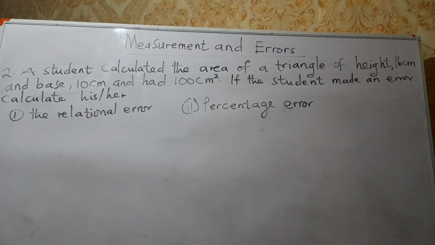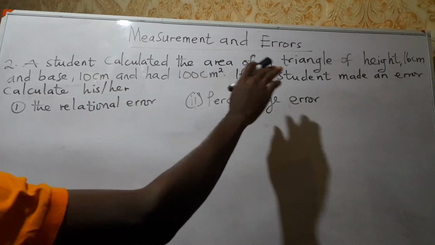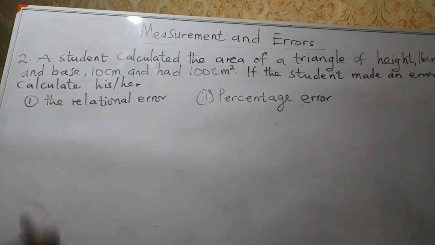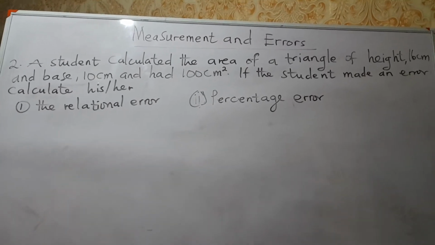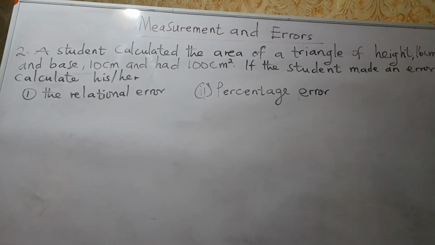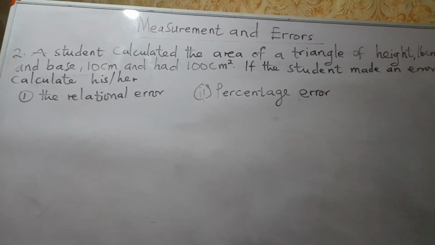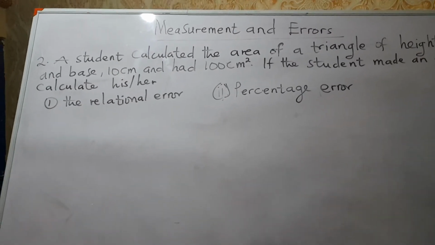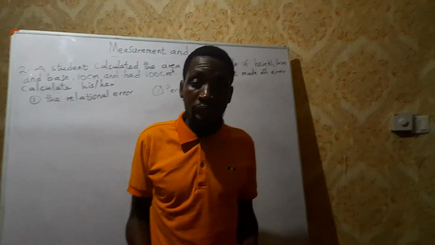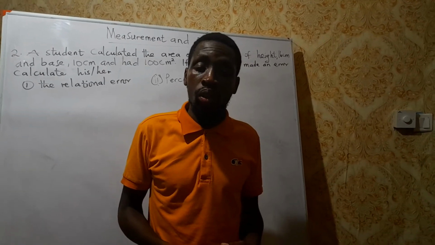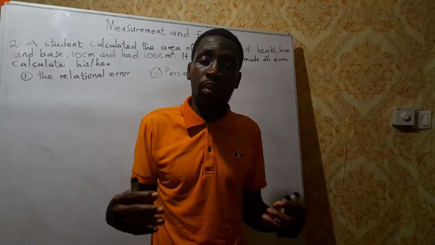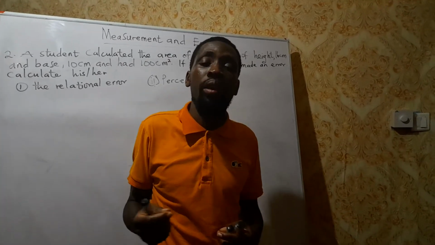So let's look at our second question. A student calculated the area of a triangle of height 16 centimeters and base 10 centimeters and had 100 centimeters square. If the student made an error, calculate his or her, A, the relational error, then B, percentage error. So remember I said that anytime the measured value is different from the actual value, then there is an error. So if the student really made that error, there will be a difference. However, if they are the same, then there is no error. Then we say the student is accurate.